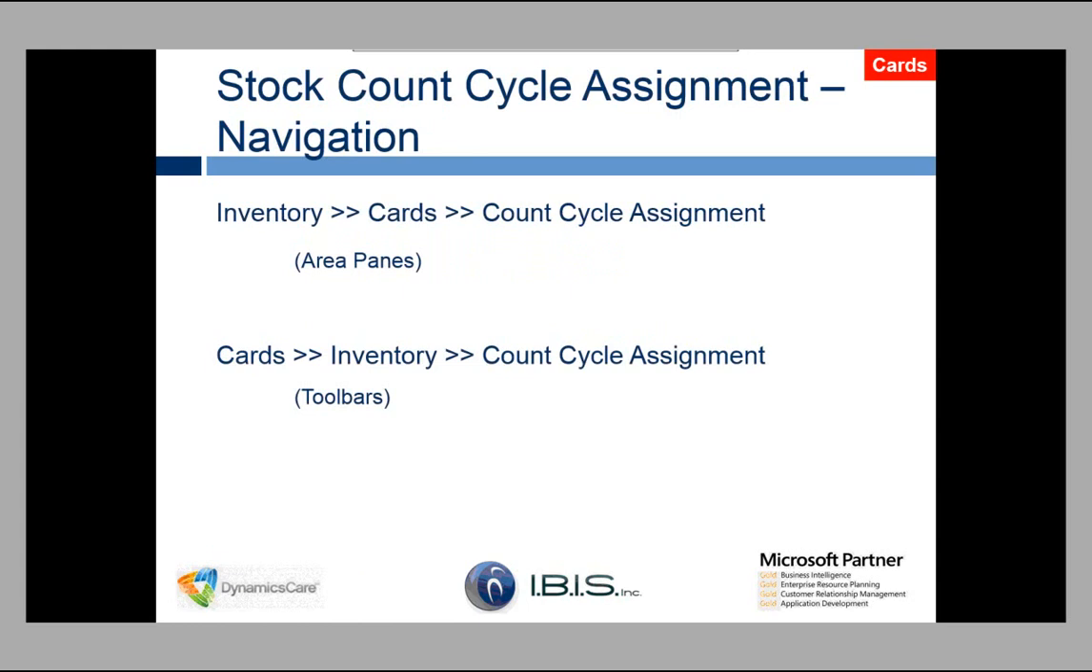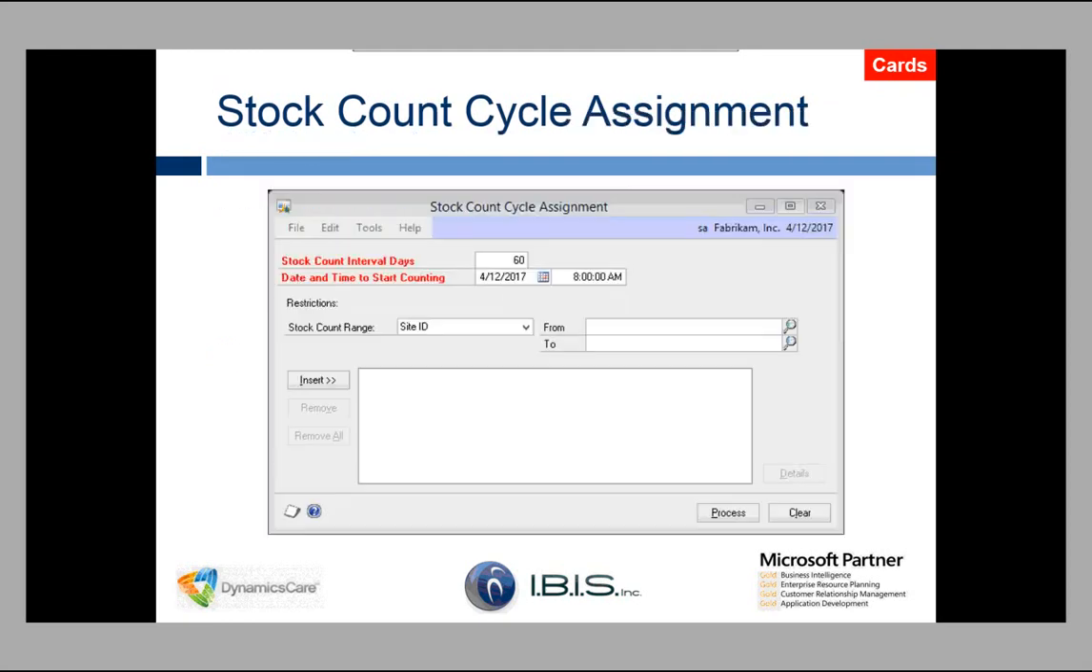I can create an assignment using cards. In the area pane, I can go to inventory, card, cycle count assignment, or straight from the card menu on the toolbar. And this will allow me to set a particular assignment to an item. And this is helpful when I am adding a new schedule. I can create next count date, and it'll pull in any items that are due for counting.